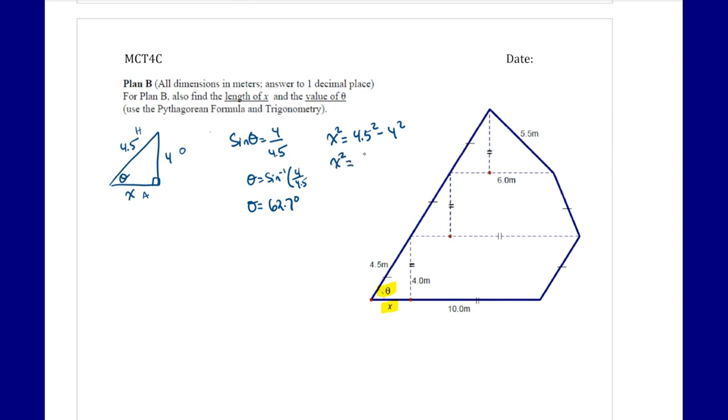X squared equals 4.25. X equals the square root of 4.25. X equals 2.06. So now I know X is 2.06.